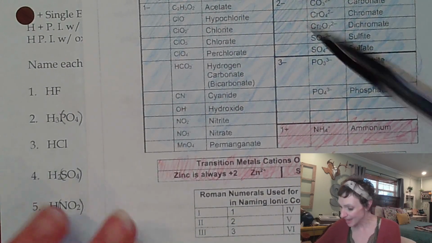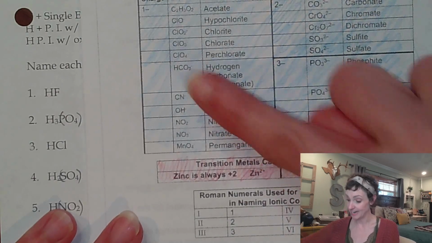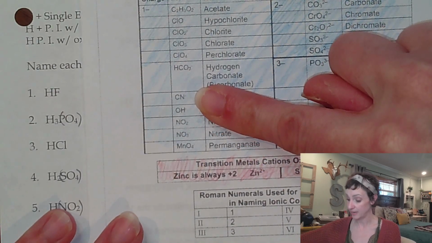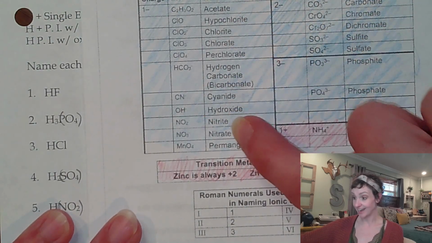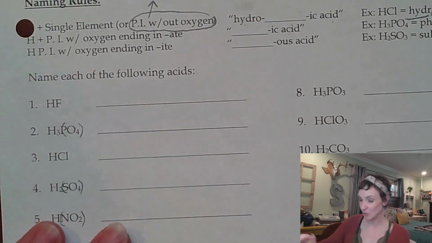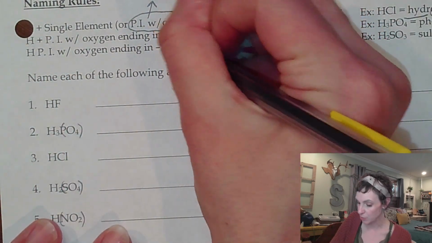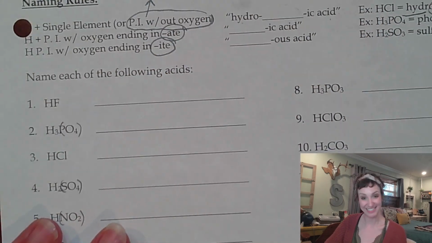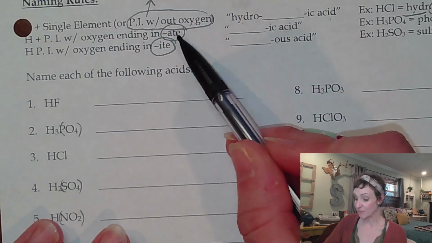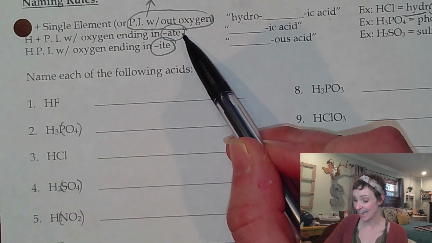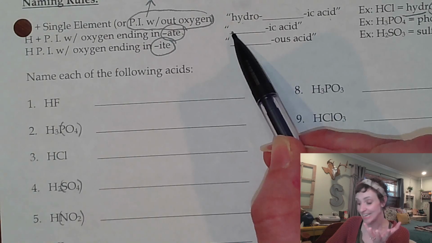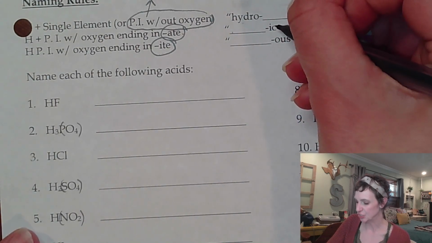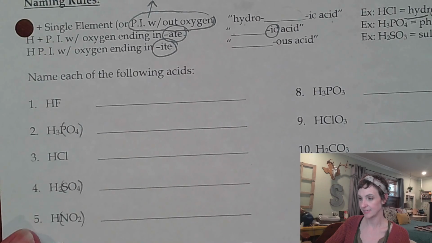Anyways, everybody else in here besides my cyanide and hydroxide, which is not going to make an acid for me, all end in ate or ite, which is why my naming rules are only classified into whether you end in ate or you end in ite. If I have a polyatomic ion ending in ate, it does not start with hydro. You just name whatever the root of that polyatomic ion's name is, and you change the ending to ic acid.